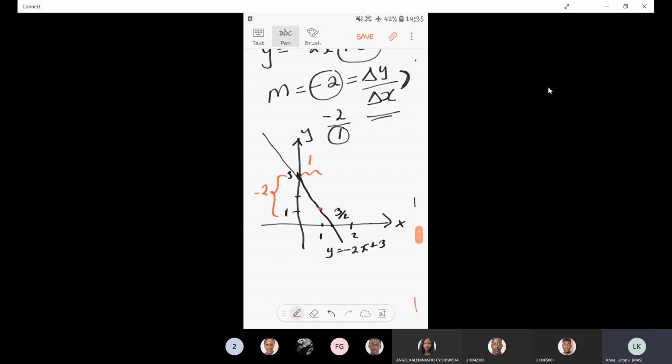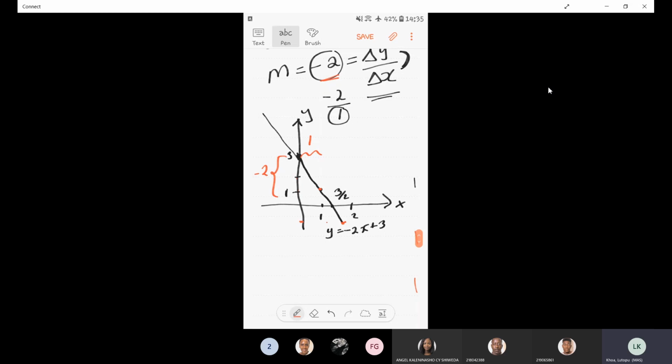So you can make your gradient even minus 4 over 2. You will see that if I move 4 units down, this is 1, 2, 3, 4, and then I move 2 units to the right, I get a point that's over there, but it's still on the line. So it doesn't matter whether you use your gradient as just minus 2, or if you use it as minus 4 over 2. It doesn't matter, as long as when you simplify it, you get minus 2.